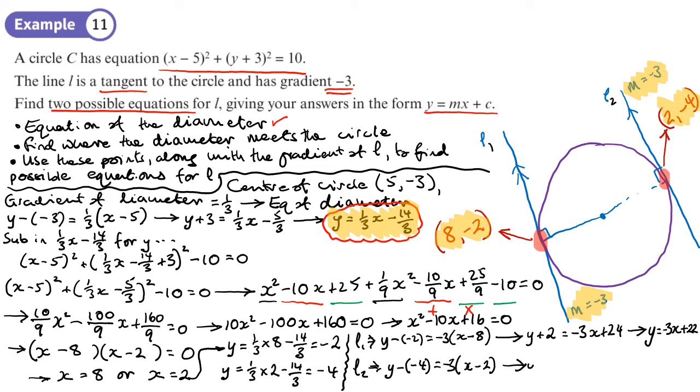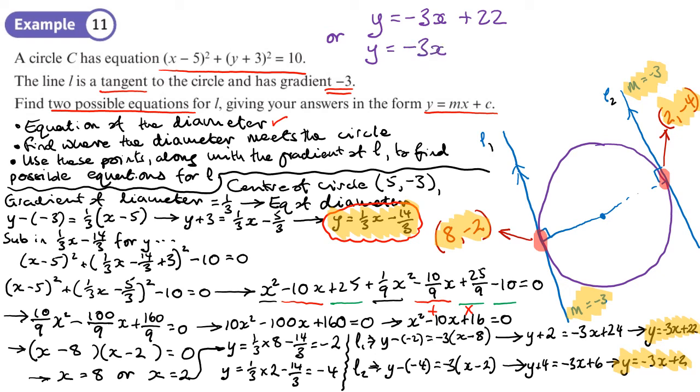And down here, y plus 4 equals -3x plus 6, which will leave me with y equals -3x plus 2. So these are my final answers down here. I'll write them a little bit bigger at the top because it might be difficult for you to see. So final answers, y equals -3x plus 22, or the other value, same gradient, but a different y-intercept here.